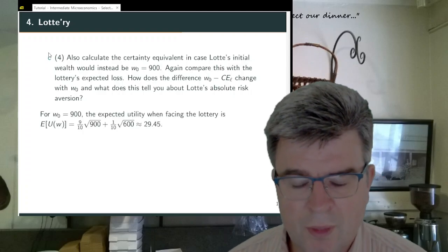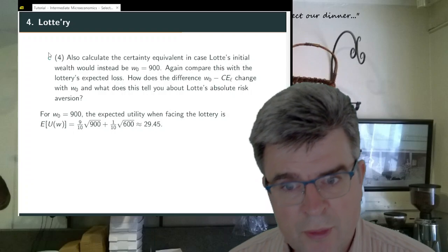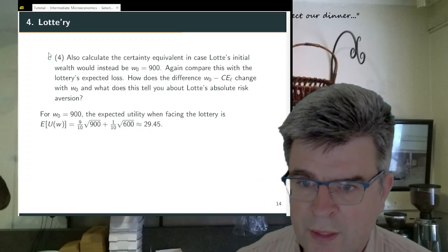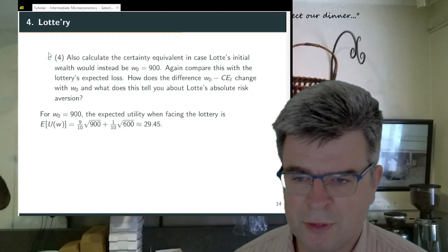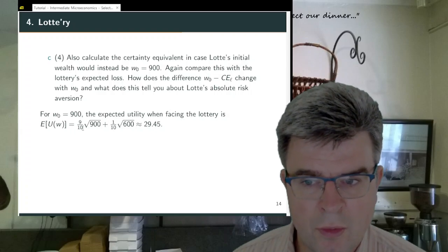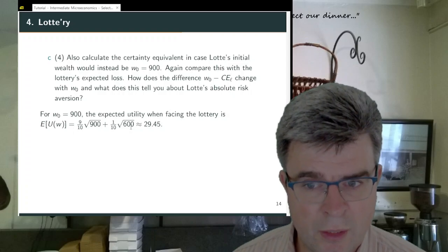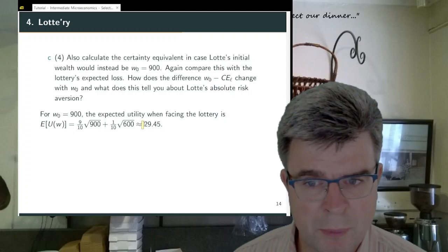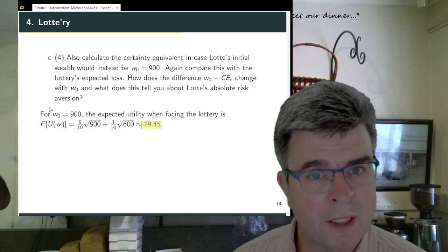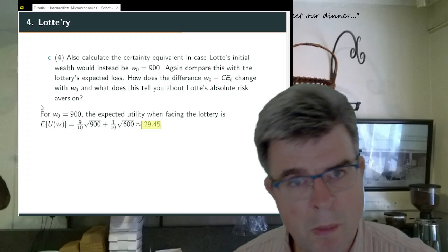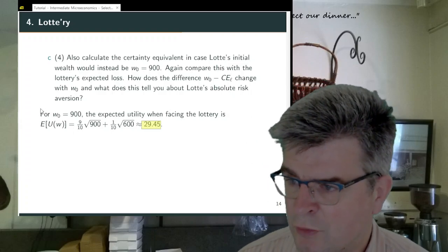So if the initial wealth is 900, the expected utility when facing the lottery and being exposed to the risk is equal to: 90%, we end up with 900, 10% we end up with 600. So the expected utility of being exposed to the lottery is about 29.45.